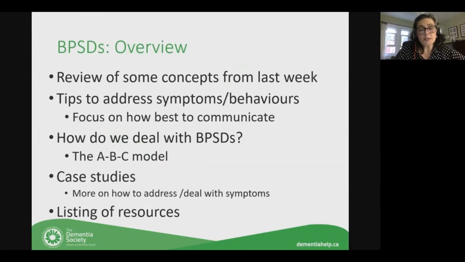There will be some concepts in this presentation that you have already met in the session before. We will try to cover some tips on how to address these different behaviors. In particular, one aspect is making sense of what the source of the issues is, and the other is communication. Then, how do we deal with these behaviors? We'll talk about the ABC model that you'll see in a bit, some case studies, and then your questions.